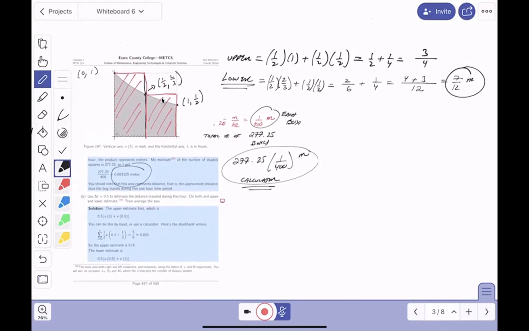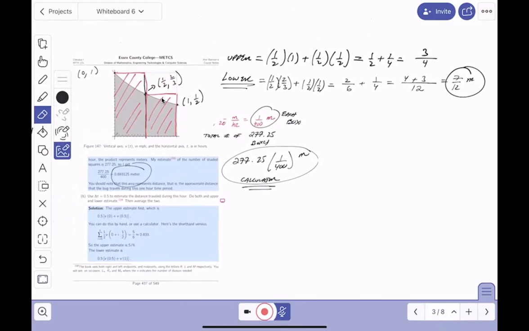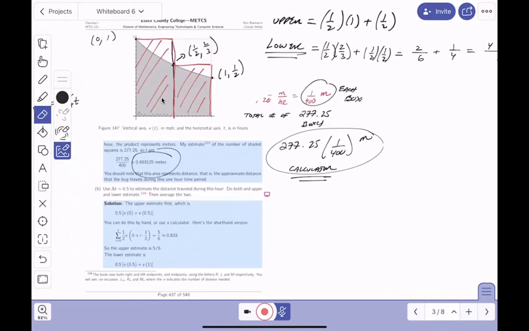So 1/2 times the height is 1. And 1/2, oh, I see it now. I took the wrong value. Let me write that down. I'm going to correct it. This is a learning experience for me. I made a mistake, and let me point out where that mistake is. This is going to happen to you, so I'm going to point it out to you.